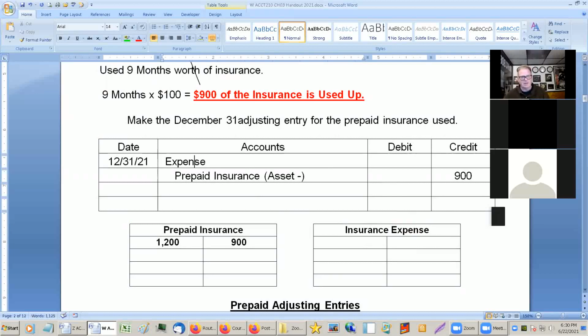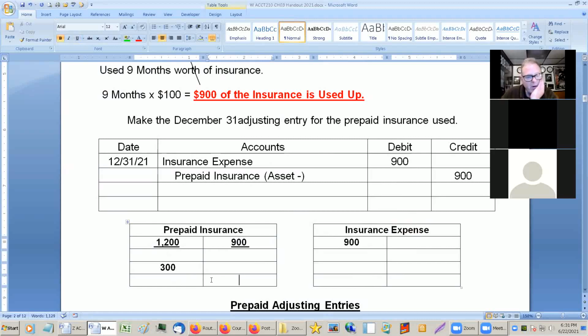Oh, I'm sorry. It is an expense, but it's an insurance expense. For 900. And expenses are always debits. Our prepaid insurance account now is down to what, 300? Let's probably put that up here.